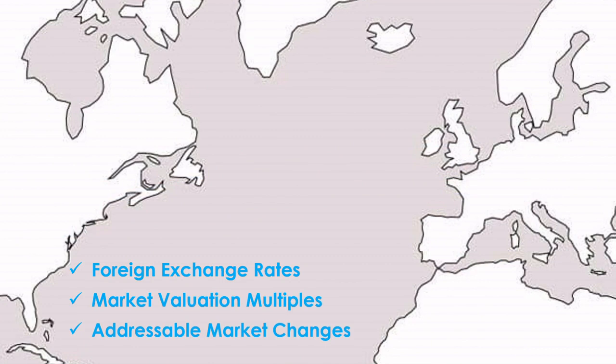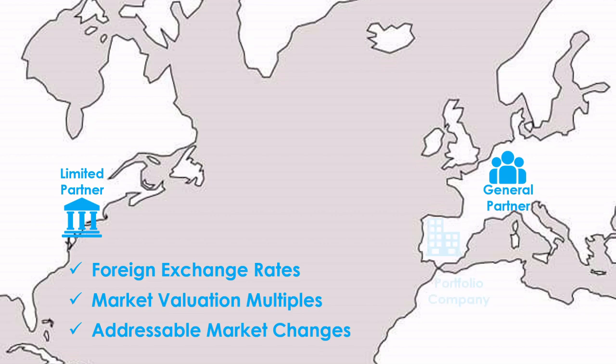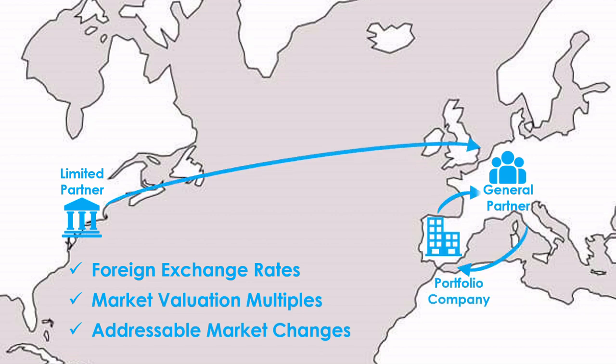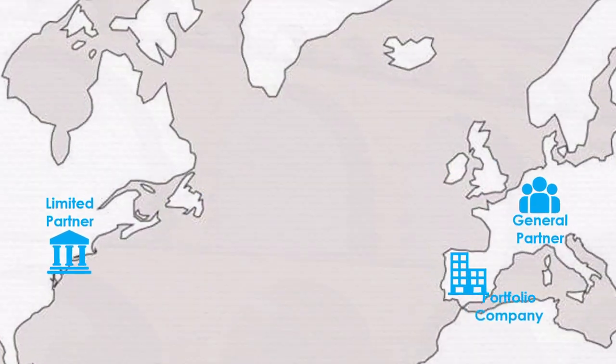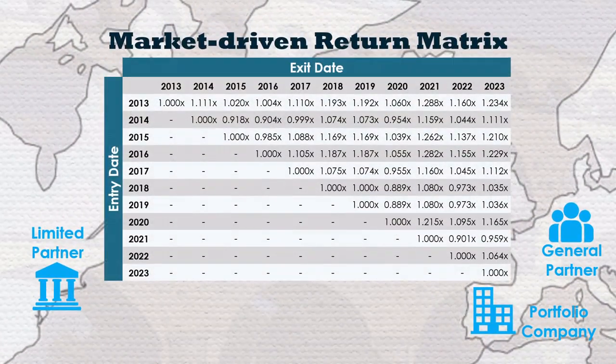Again, here we have a limited partner in the US, a general partner based in Europe, and a portfolio company that operates in Spain. The prior case study showed two ways to precisely calculate how much value comes from various causes. This time we'll exchange a bit of accuracy for scalability and create a market return matrix like this, which estimates the multiple of invested capital driven by the market for any entry date and exit date.